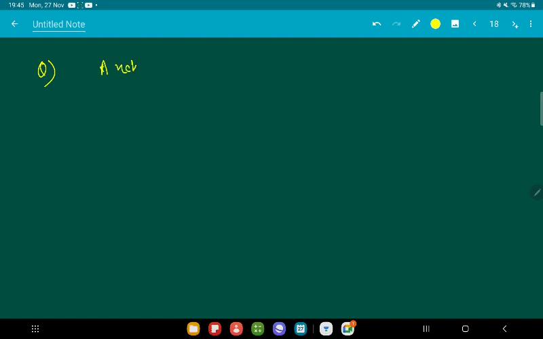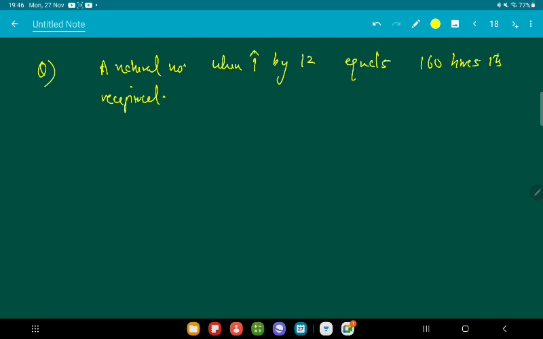Let's suppose a natural number when increased by 12 equals 160 times its reciprocal. So they are saying find the number. How should we solve this? Let the number be x. So x plus 12 is equal to 160 by x. That is the condition they have given.